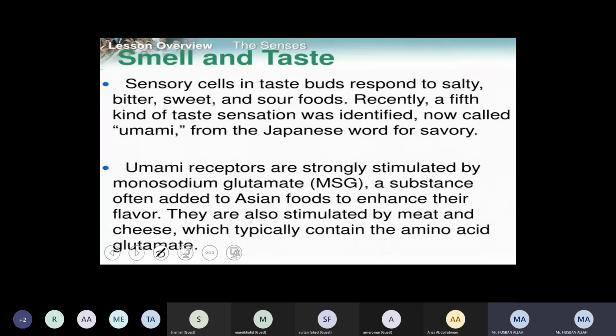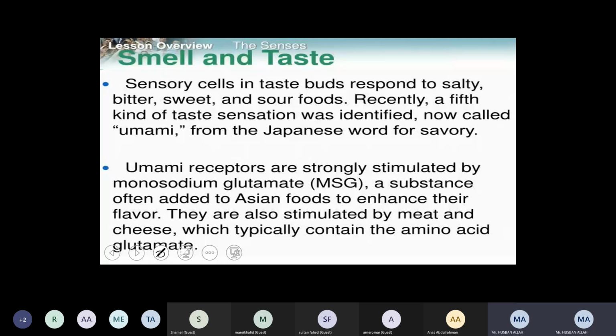Sensory cells in the taste bud respond to salty, bitter, sweet and sour foods. Recently, a fifth kind of taste sensation was identified, now called umami, from the Japanese word for savory. If you look at the tongue, on the tongue we have four regions, right?